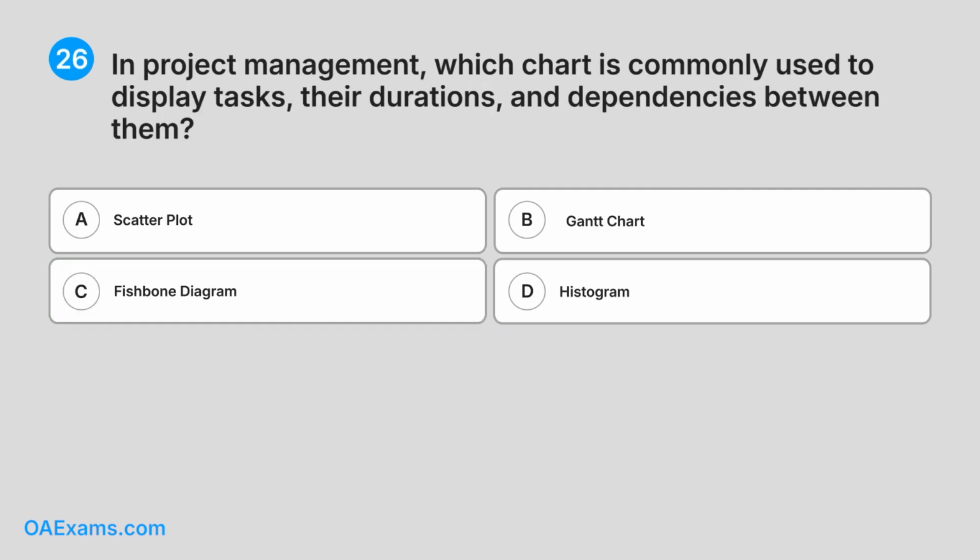26. In project management, which chart is commonly used to display tasks, their durations and dependencies between them? A. Scatter plot. B. Gantt chart. C. Fishbone diagram. D. Histogram. What do you think is the answer?